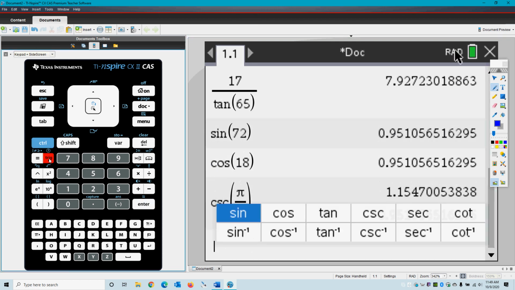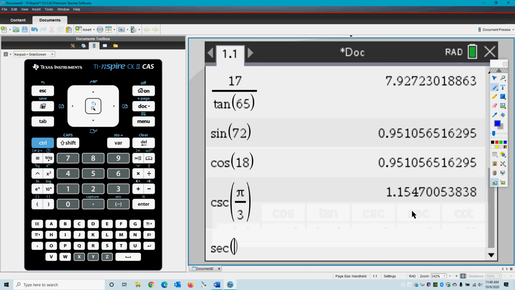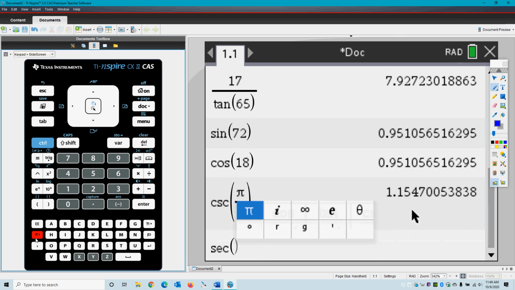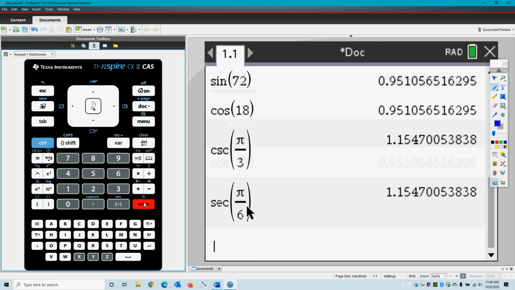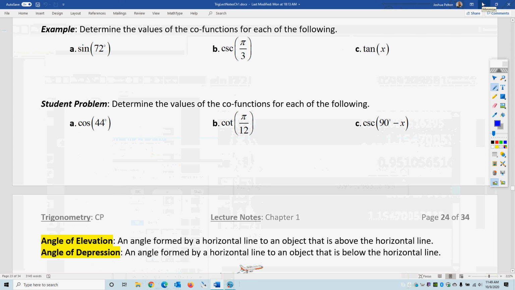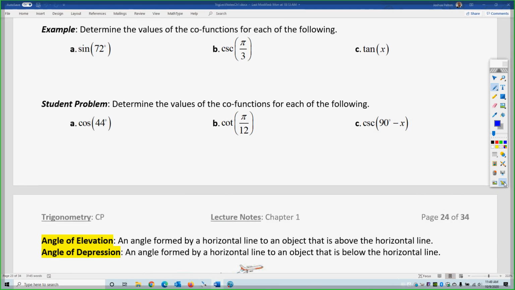And secant of pi divided by 6. We can see it's the equivalent answer. Okay, which of course has to be a ratio of sides, but we don't know what the ratio is there for that. All right, so tangent is the cotangent, but we don't know what x is.